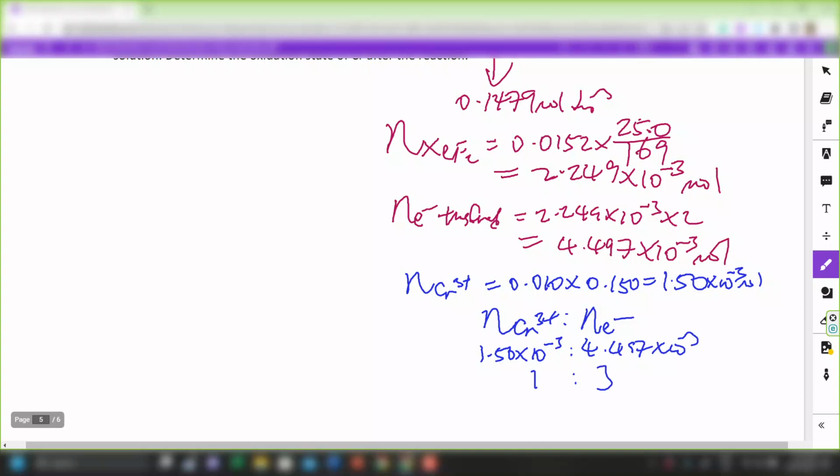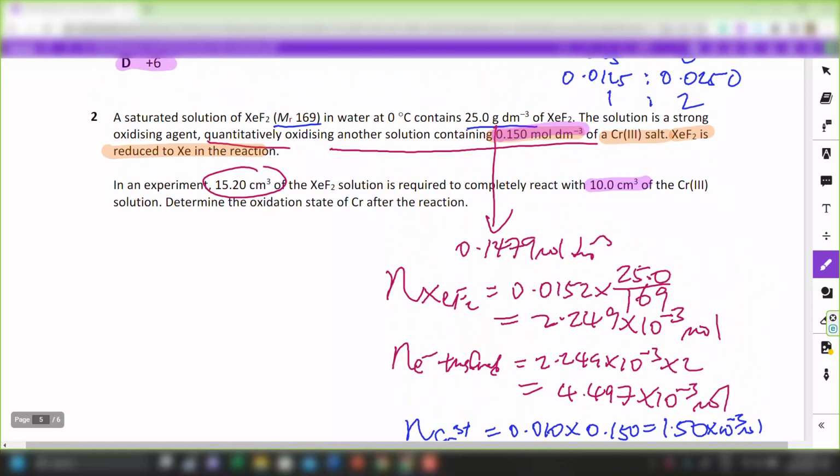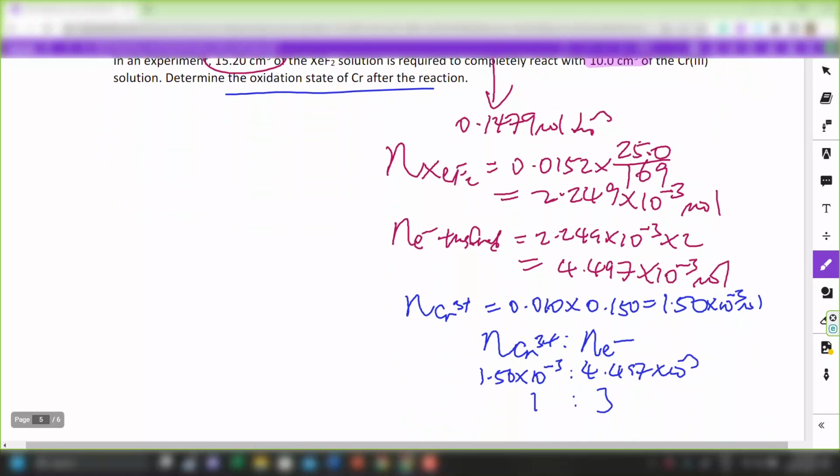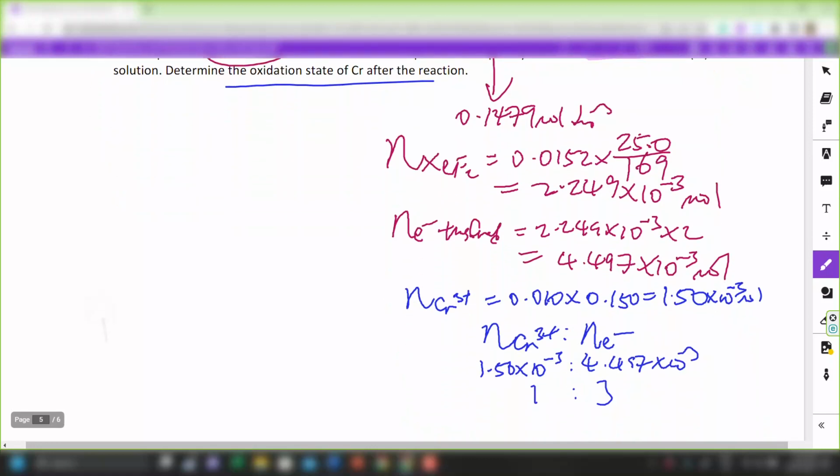So 1 mole of chromium 3 will give out 3 moles of electrons. So therefore, the oxidation state of chromium should increase from +3. Originally it's +3, then the final oxidation state will be +6. So it will be 3 units higher than +3. Yeah, so the logic to do stoichiometry is very simple if you go back to the fundamentals.